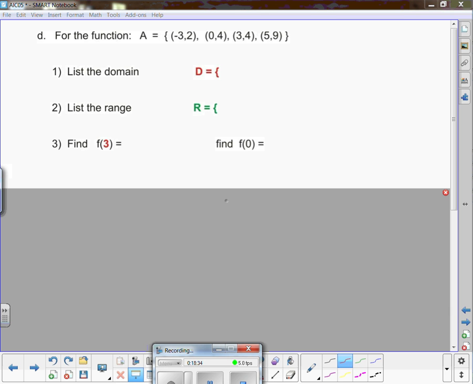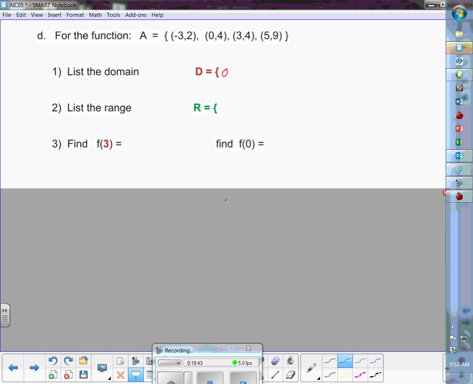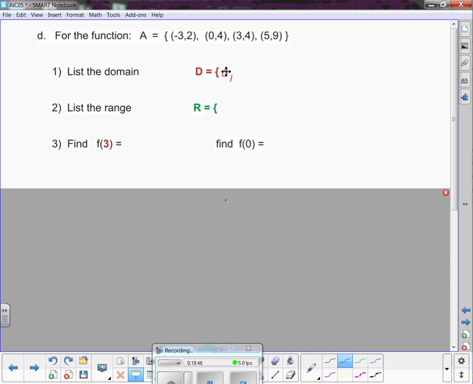So if they ask you to list a domain, somebody raise their hand, tell me the members of the domain. Go ahead, Josh. Okay, and I'll just put them in order because it's easier: -3, 0, 3, and 5. And those are my domain. And somebody give me the range. Byron, go ahead. 2, 4, 9, right? And Byron did not repeat the 4 because, again, you're only going to list it once.